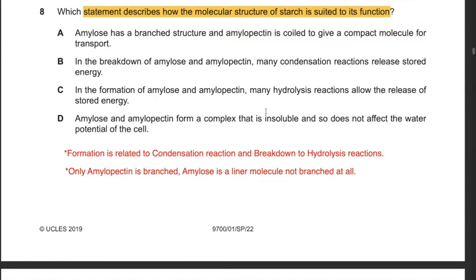B. Many condensation reactions release stored energy. In the breakdown, it is hydrolysis, not condensation. As it mentions the breakdown of amylose and amylopectin, it should be hydrolysis, therefore B is incorrect. C. In the formation, many hydrolysis reactions, that is also incorrect because formation is related to condensation reactions. Therefore, leaving us with the only answer being D. Amylose and amylopectin form a complex that is insoluble, yes, and so does not affect the water potential of the cell. That is correct.